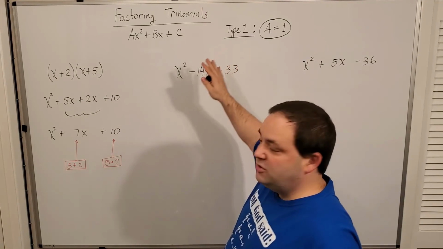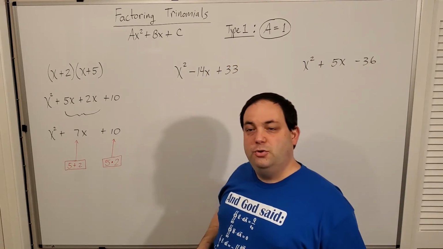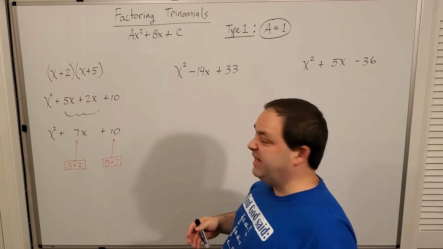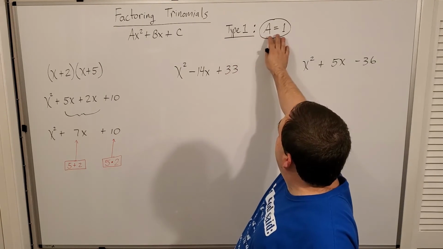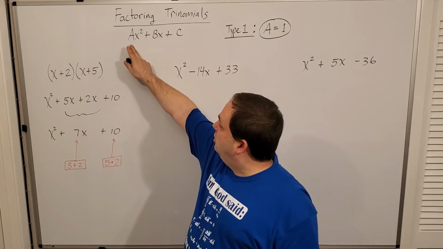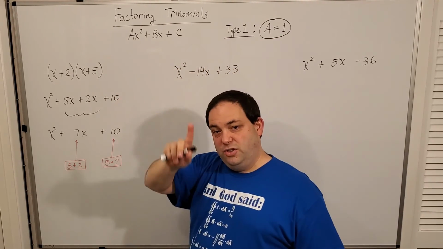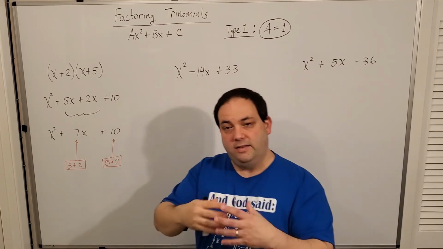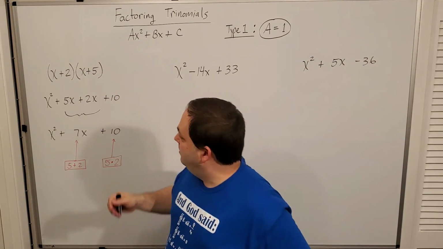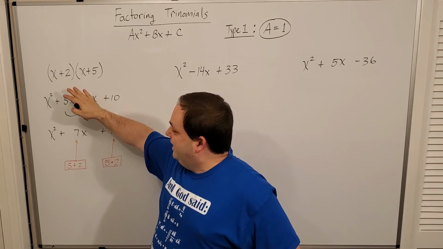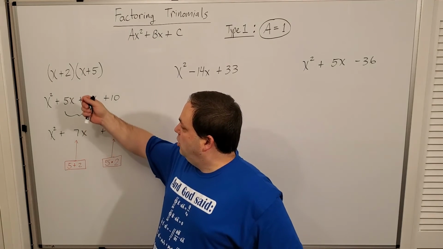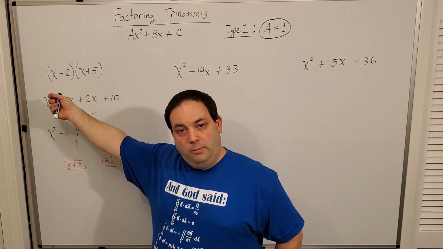Okay, the first type that we want to talk about, there's two types to sort of categorize them and build on this skill. The first type is when the first coefficient here, a, is just 1. So this is the beginning, the basic version, right? To begin, remember factoring is unmultiplying. I want to talk about the multiplying part, right?